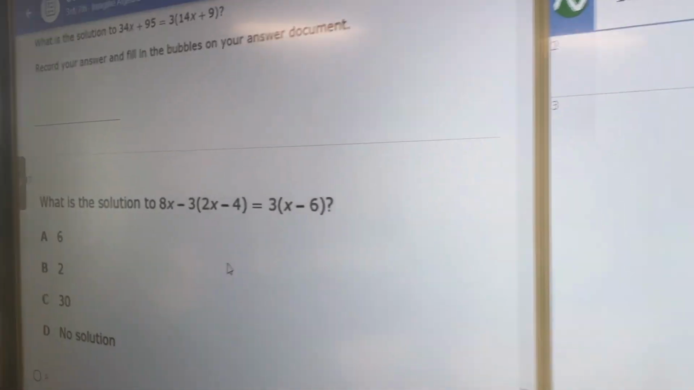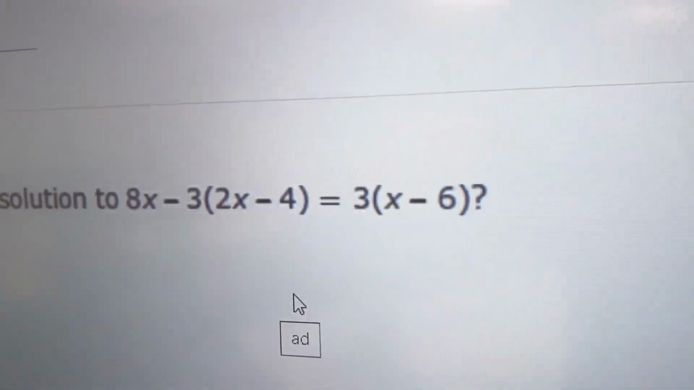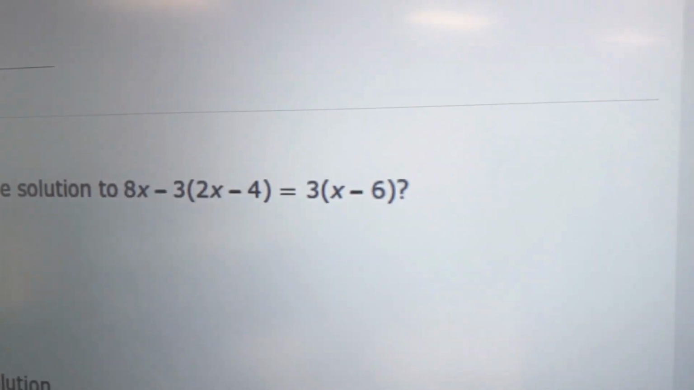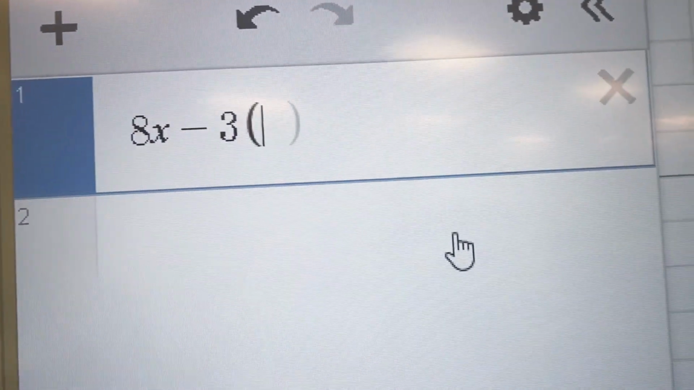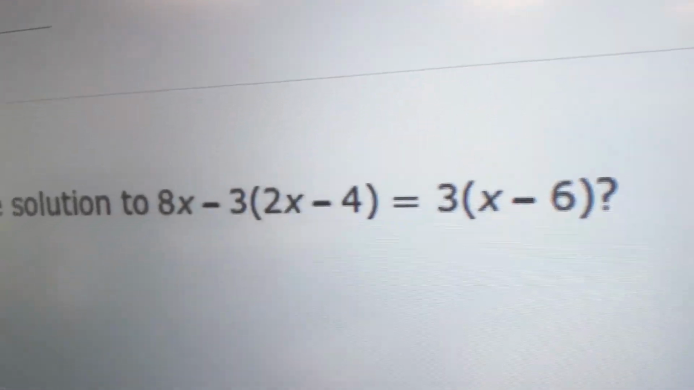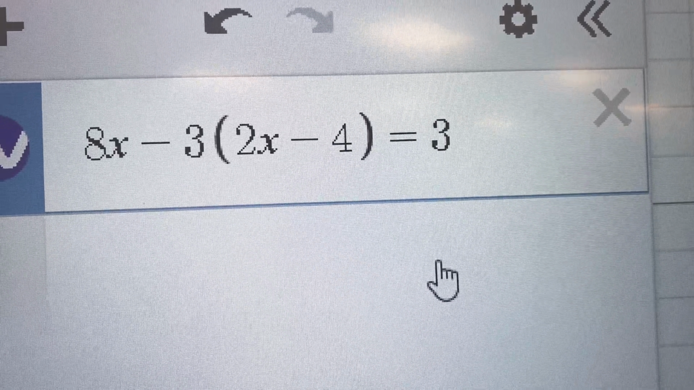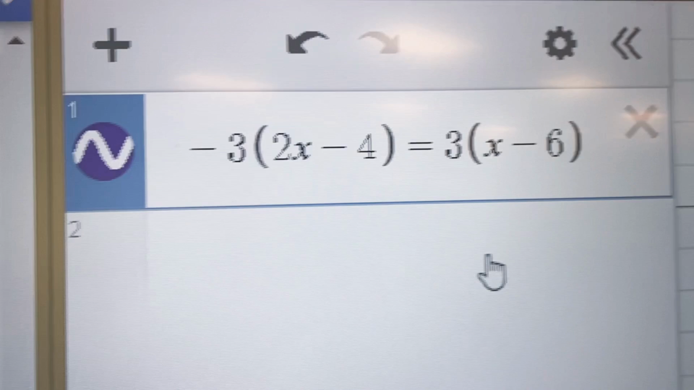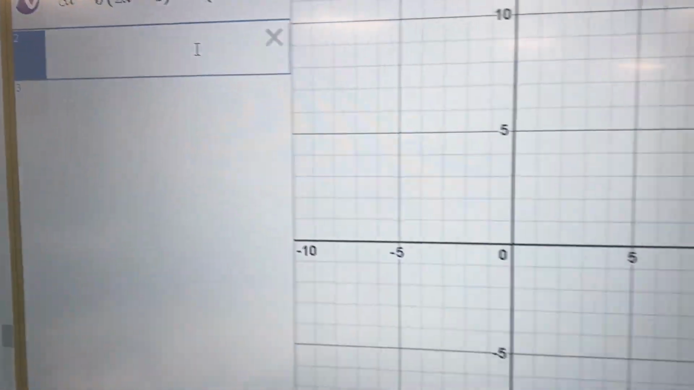17. Now, this one has a lot of terms in it, right? There's some derivative property on both sides. Guys, guess what? It works the same way. On this one, just make sure you type it exactly how you see it. 8x minus 3. I see a parenthesis. 2x minus 4, close parenthesis, equals 3. Open parenthesis, x minus 6, close parenthesis. It's a lot to type in, but guess what? Desmos does a hard work for you.